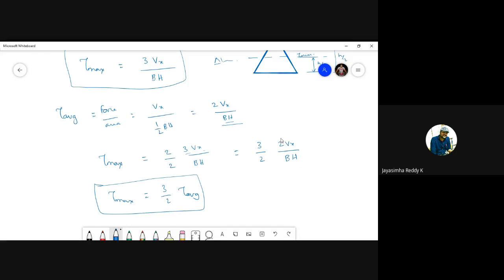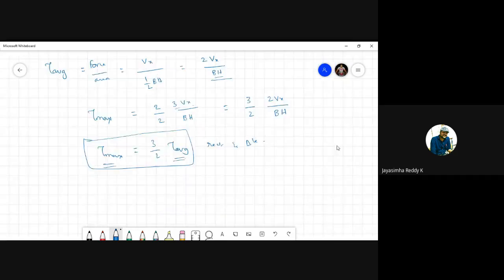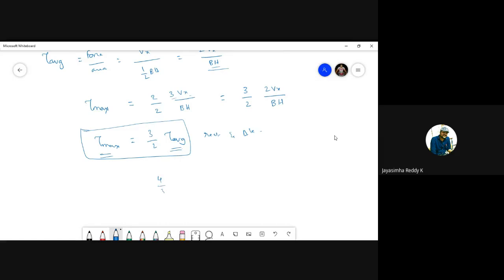These are the points that you have to remember, and this tau max relation with respect to tau average is also very important, students. For rectangular and triangular cross sections, tau max will be equal to 3/2 of tau average. For circular cross sections, it is 4/3 of tau average. If you remember this relation, you can solve some problems in competitive examinations. Okay, I hope it is clear, students. Everyone okay with this, right? Any doubts, students?